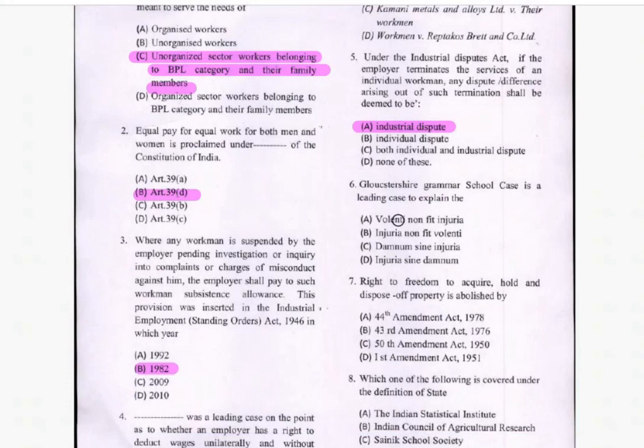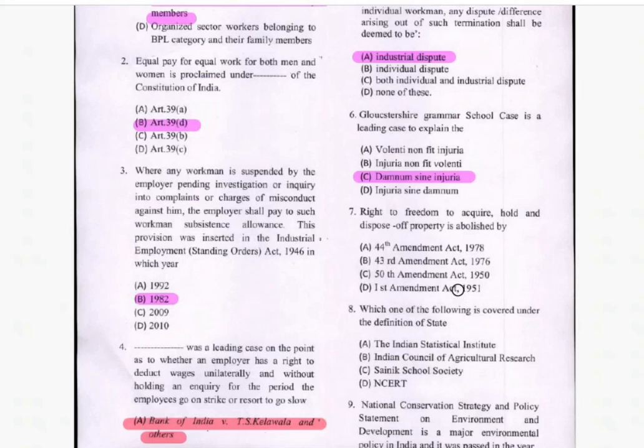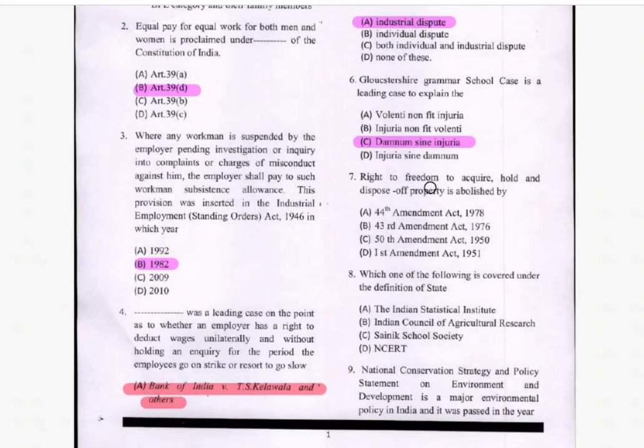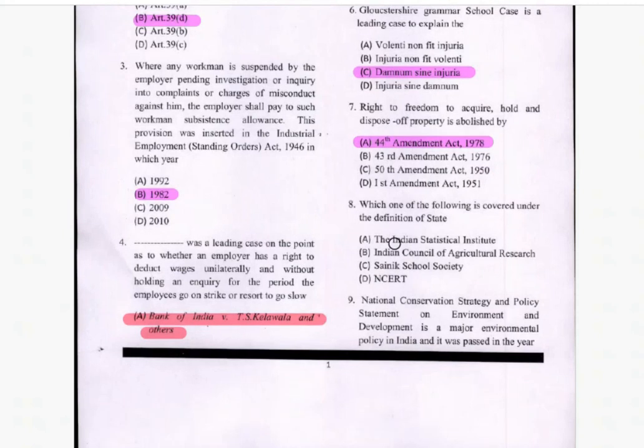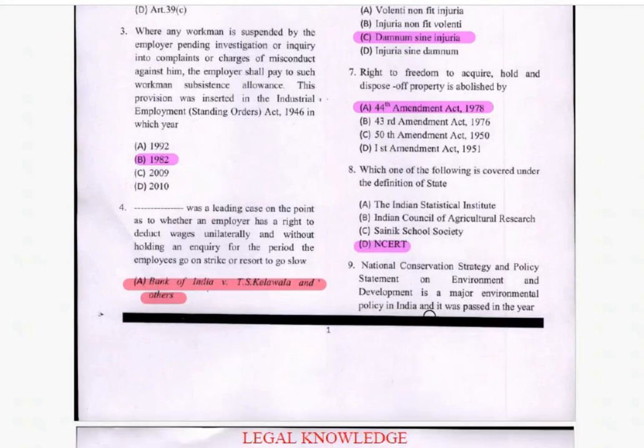This Grammar School case is a leading case to explain damnum sine injuria. Right to freedom to acquire, hold, and dispose of property is abolished by the 44th Amendment Act of 1978. Which one of the following is covered under the definition of state? NCERT is covered in the definition of state.